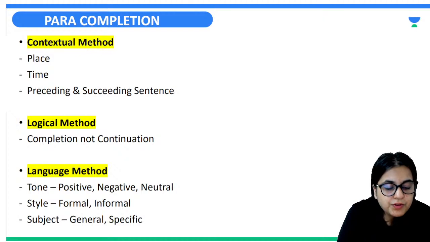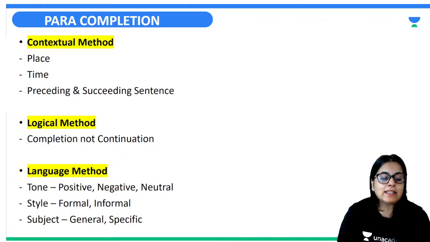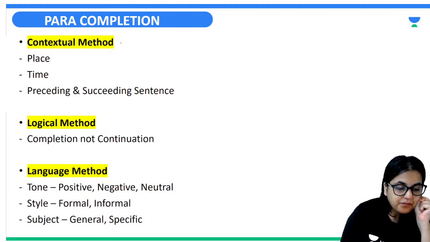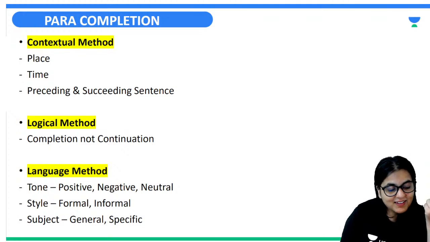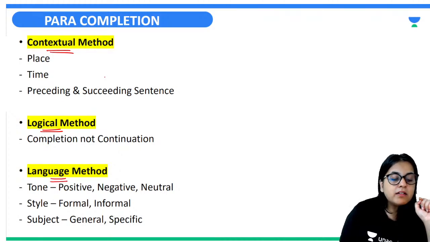Okay, have all of you gone through these pointers? Now, when it comes to para completion, there are three things that you have to focus on: context, logic, and language. You have to understand that one statement from a para has been deleted.